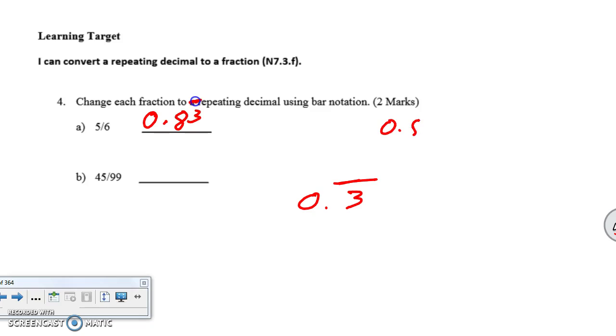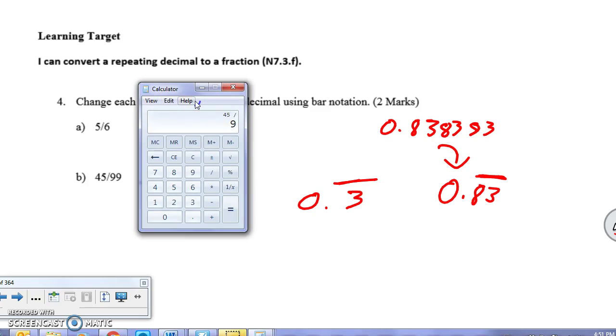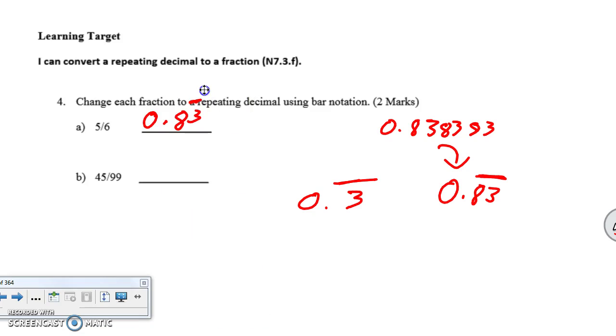If it was 0.838383 and that was repeating, I could write that as 0.83, and the bar goes over top of both numbers. And then for my second one, I have 45 divided by 99. I get 0.454545. So just like I was talking about, 0.45, and the bar goes over both numbers. Take a look at what you came up with. If you got that right, give yourself a mark out of 2.